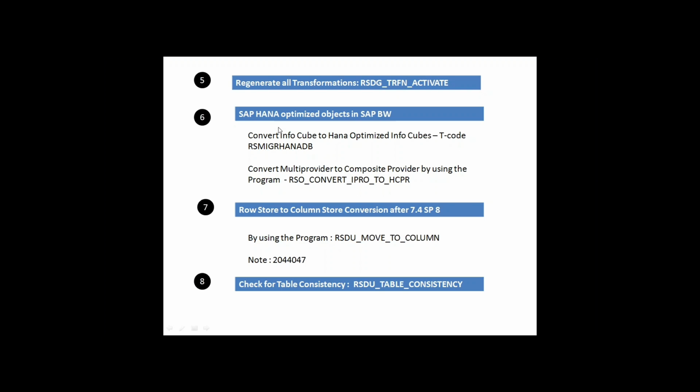The next, converting objects to HANA optimized objects. Nothing but what? You convert cubes into HANA optimized cubes. How do you migrate normal cubes into HANA optimized cubes? RSMIGRHANADB is a T-code, or you can run the program. You specify all the cubes and start the migration. But can I migrate multiple cubes at a time? Yes, mark multiple cubes here.